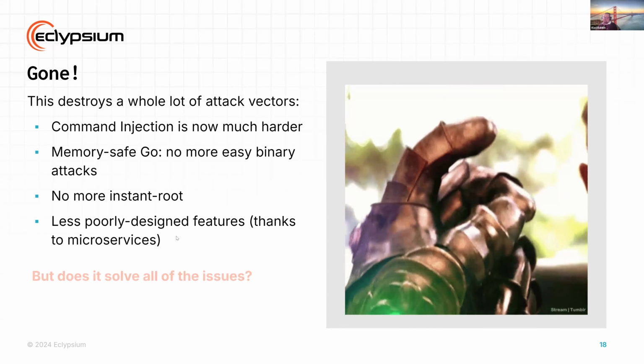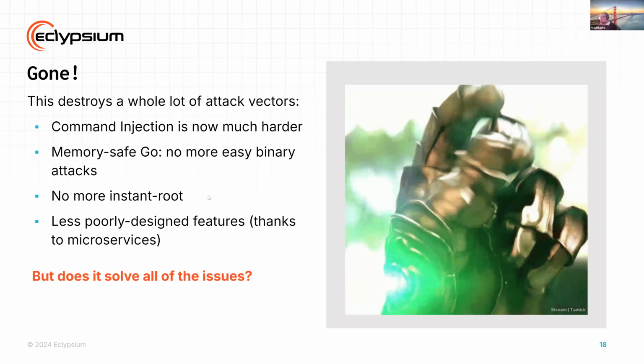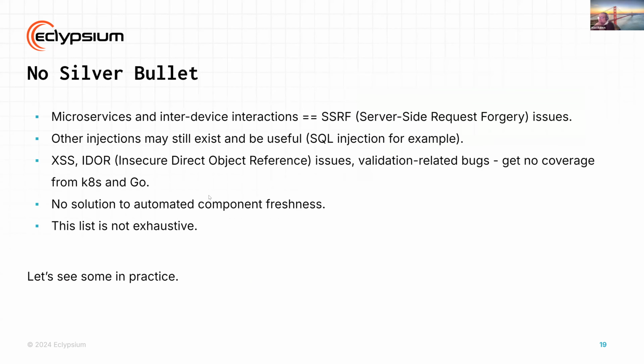Okay, but does it actually solve all of the problems? Let's start thinking about which issues do not get addressed by this whatsoever, and which issues appear or should appear in such a platform. First of all, microservices and inter-device communications with the central manager appliance obviously give rise to server-side request forgery. You have to deal with it. It's a bane of microservices basically, and there is nothing at a high level that prevents those issues from existing.